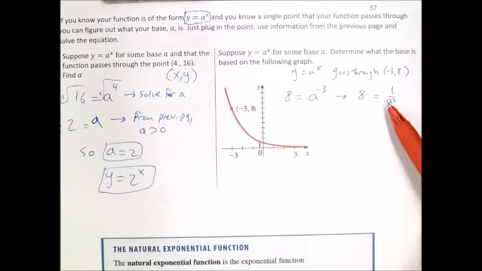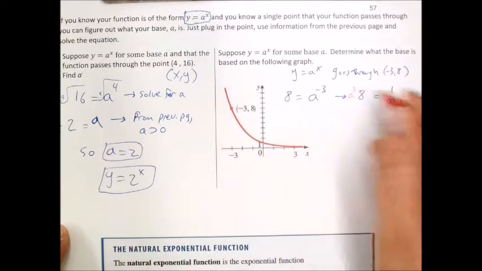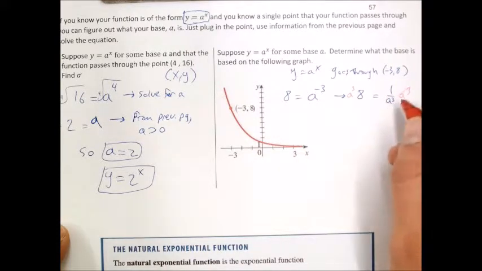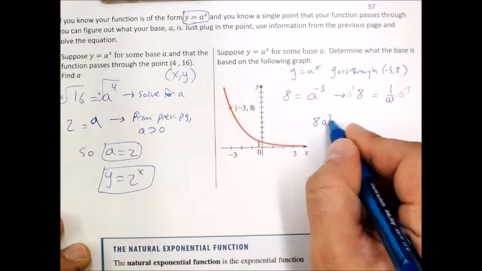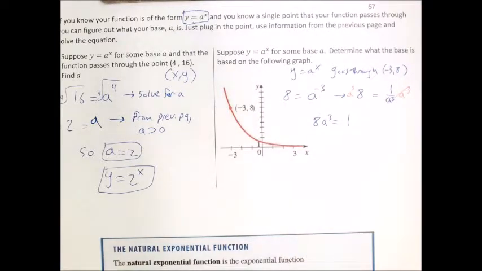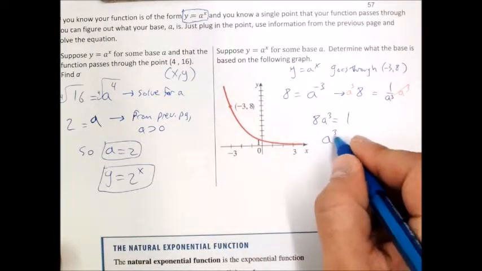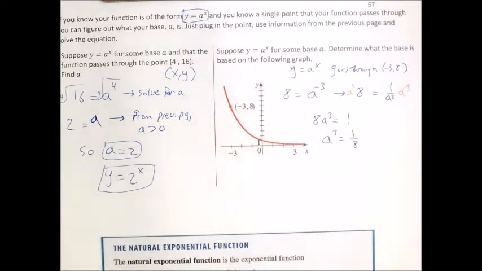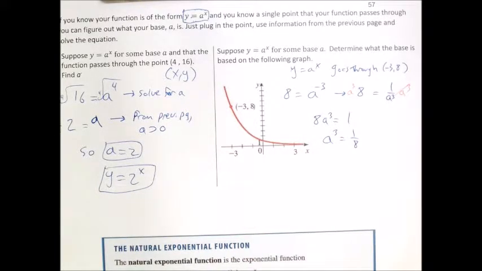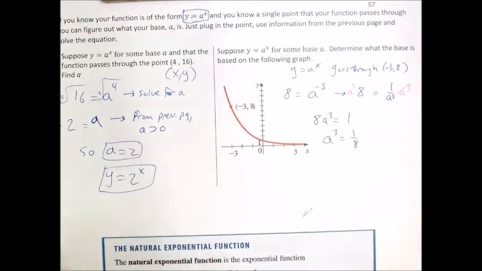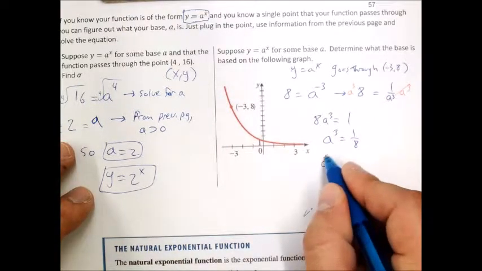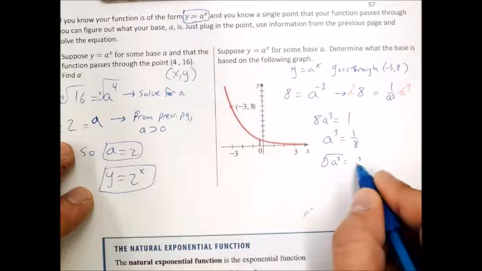And we want to solve for a, right? And so we multiply both sides by a cubed so that they cancel on the right. And we get 8a cubed equals 1. And then we divide by 8, and we get a cubed equals 1/8. And then we take a cube root. Right? We want to get rid of the cube, and so we do a cube root. And so we say the cube root of a cubed equals the cube root of 1/8.